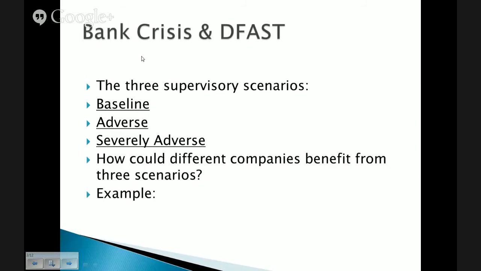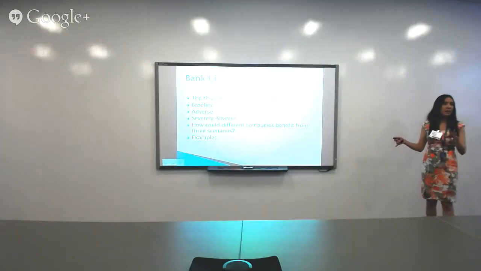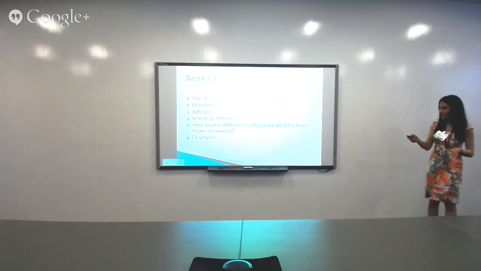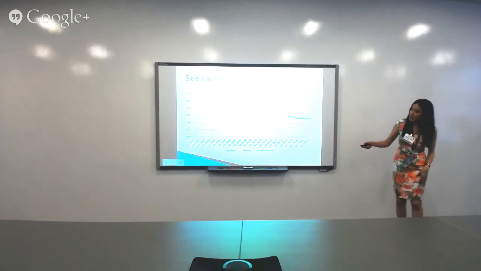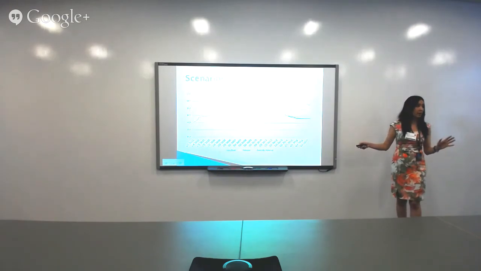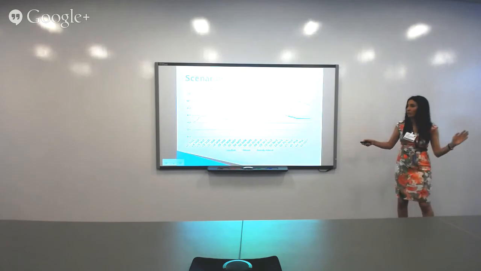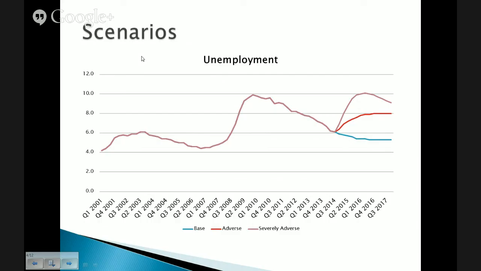So let me quickly explain what the 3 supervisory scenarios are. We have 3 scenarios: the baseline, adverse, and severely adverse. The question is, how could different companies, not only banking, benefit from these 3 scenarios? As an example, let me shortly describe what the scenarios are. We have data that starts from Q1 2001, and by the way, the macroeconomic data is publicly available. So if you are interested in using it as well, please go ahead.